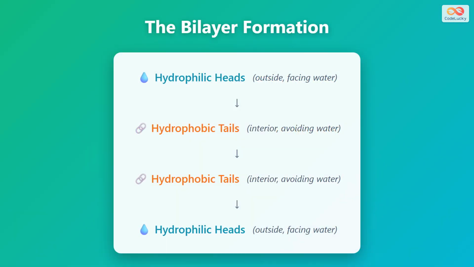When phospholipids are placed in water, they automatically arrange themselves into a double layer called a bilayer. The hydrophilic heads face outward on both sides, interacting with the watery environment inside and outside the cell. The hydrophobic tails cluster together in the interior, avoiding water completely. This arrangement creates two layers: the outer layer with heads facing the external environment and tails pointing inward, and the inner layer with tails also pointing inward and heads facing the cell's interior. This spontaneous organization creates a stable barrier.